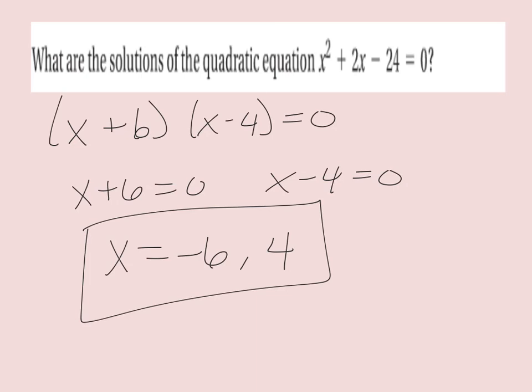Those are the solutions. The solutions meaning if I were to graph this, zeros would be where it crosses the x-axis, like so.